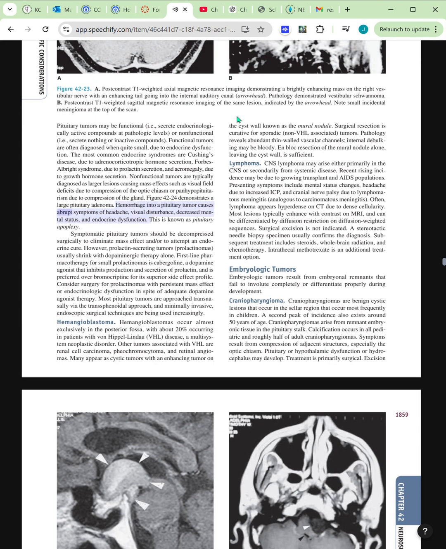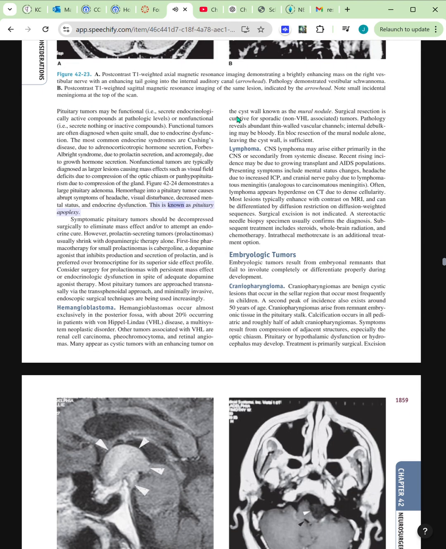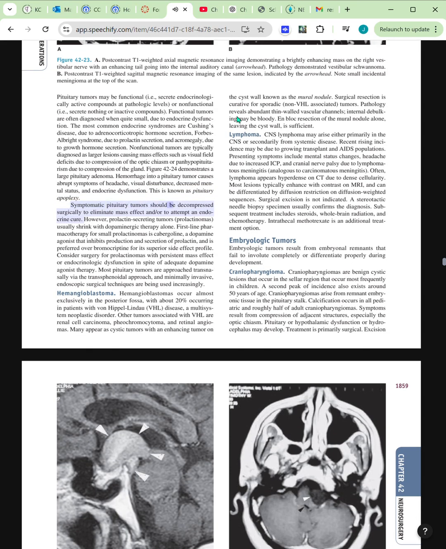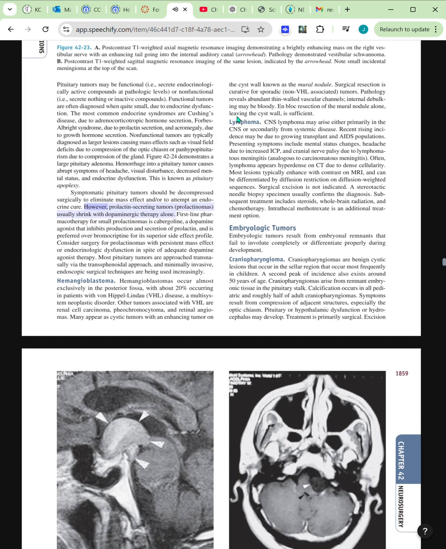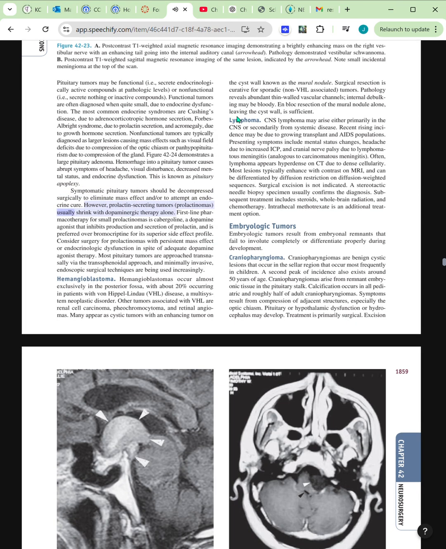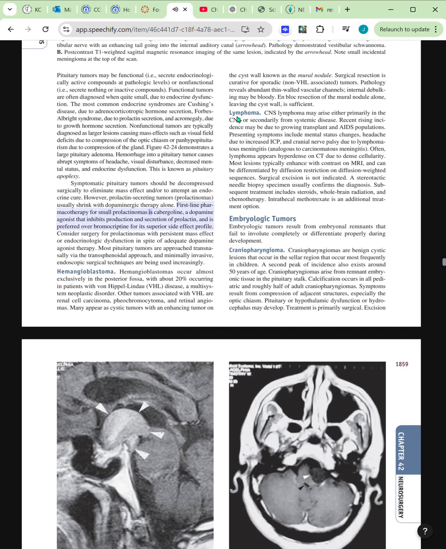Hemorrhage into a pituitary tumor causes abrupt symptoms of headache, visual disturbance, decreased mental status, and endocrine dysfunction. This is known as pituitary apoplexy. Symptomatic pituitary tumors should be decompressed surgically to eliminate mass effect and/or to attempt an endocrine cure. However, prolactin-secreting tumors, prolactinomas, usually shrink with dopaminergic therapy alone. First-line pharmacotherapy for small prolactinomas is cabergoline, a dopamine agonist that inhibits production and secretion of prolactin and is preferred over bromocriptine for its superior side effect profile.